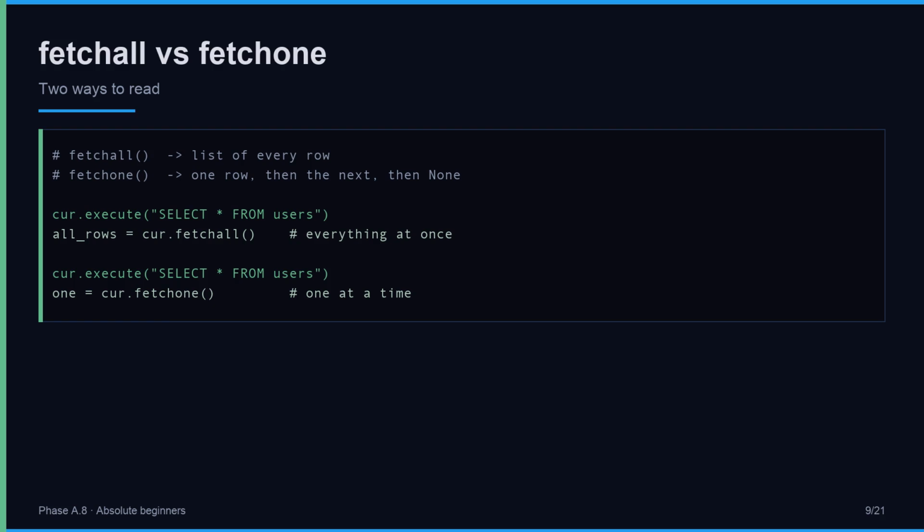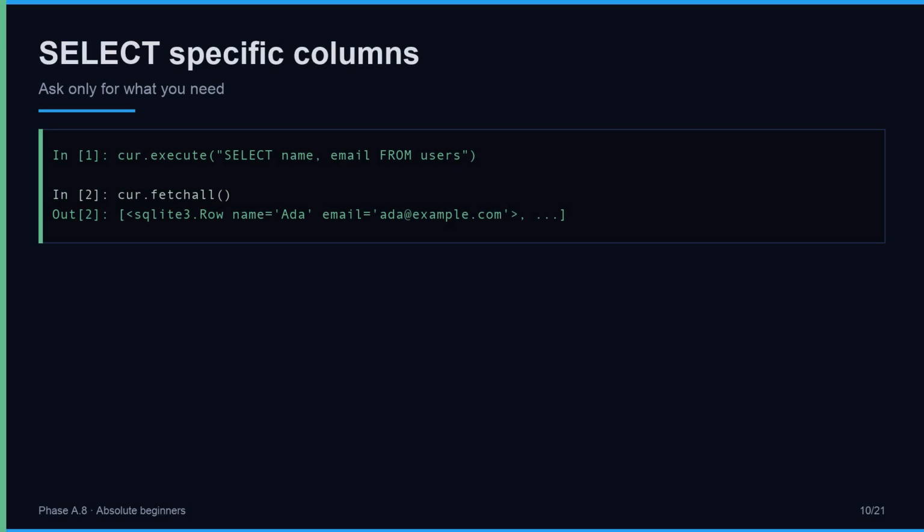You do not always need every column. Instead of select star, list the columns you actually want, separated by commas. Select name, email from users. SQLite returns rows that contain only those two fields. This is good practice when your table has many columns and you only need a few. Less data moves between the database and your code. With the row factory set, you access each value by its column name, row["name"], row["email"]. Clean and readable. Ask only for what you need.